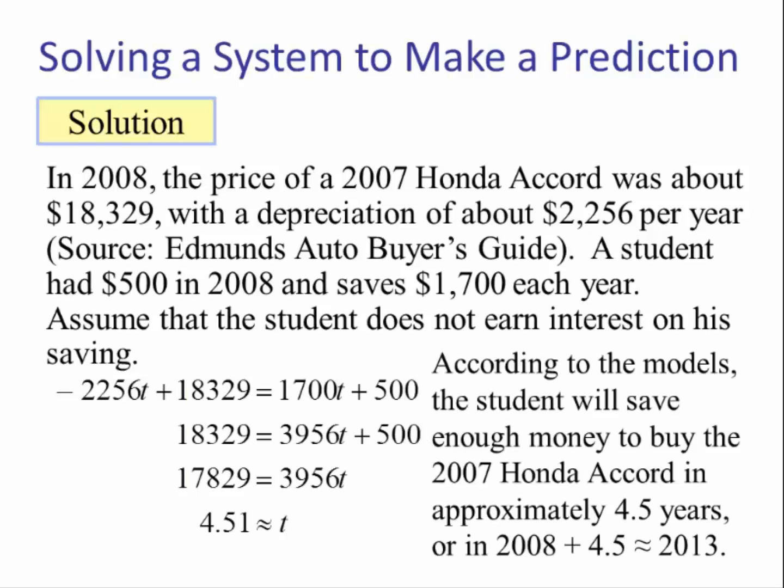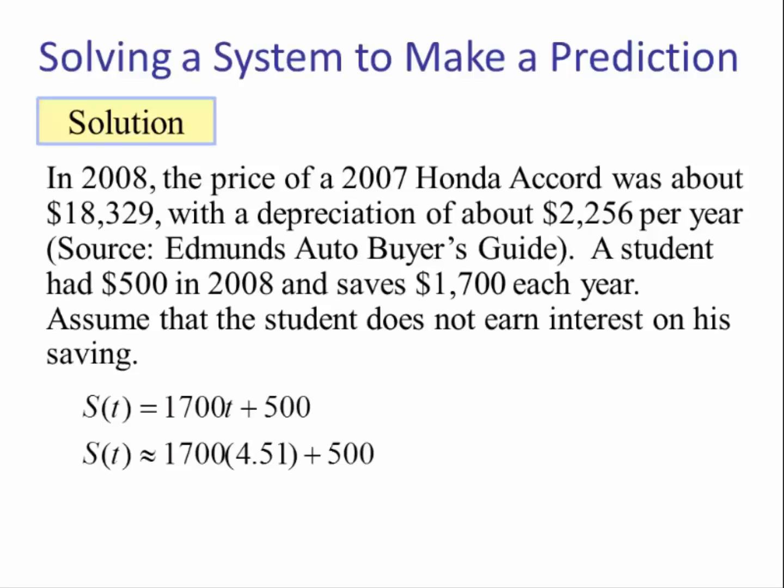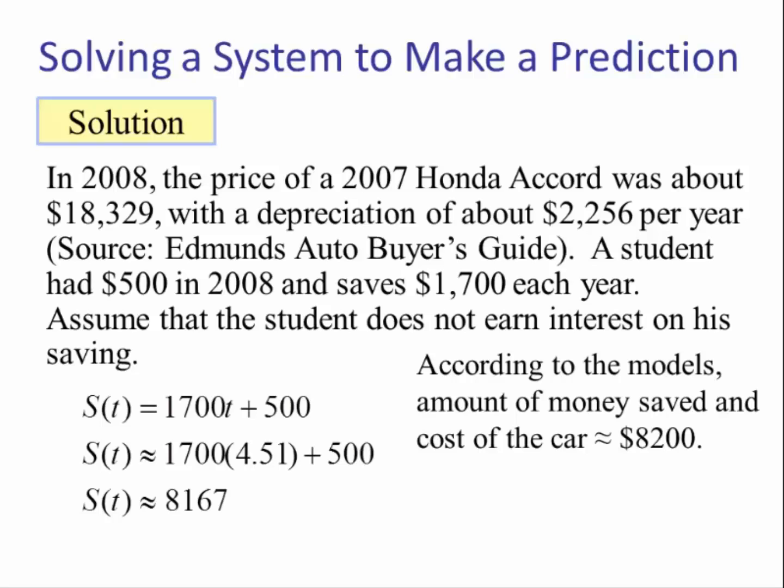So according to the models, the student will save enough money to buy the 2007 Honda Accord in approximately 4.5 years, or in about the year 2013. To compute the value of the savings or the value of the car, we pick one of the equations. We substitute our t, 4.51, into the expression, and we come out with the value of 8,167. So according to the models, the amount of money saved and the cost of the car is approximately $8,200.